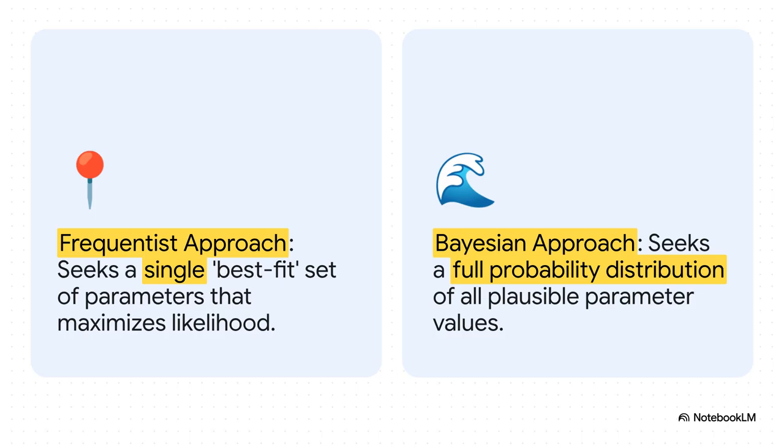Now, this is where we see a really fundamental shift in thinking. The classical, or frequentist way of doing things tries to find the one single best answer. But the Bayesian approach, it's different. It says, hey, maybe there isn't one single right answer. Instead, it tries to find a full probability distribution of all plausible values for a parameter. This gives us a much richer, more honest picture of the uncertainty we're dealing with.